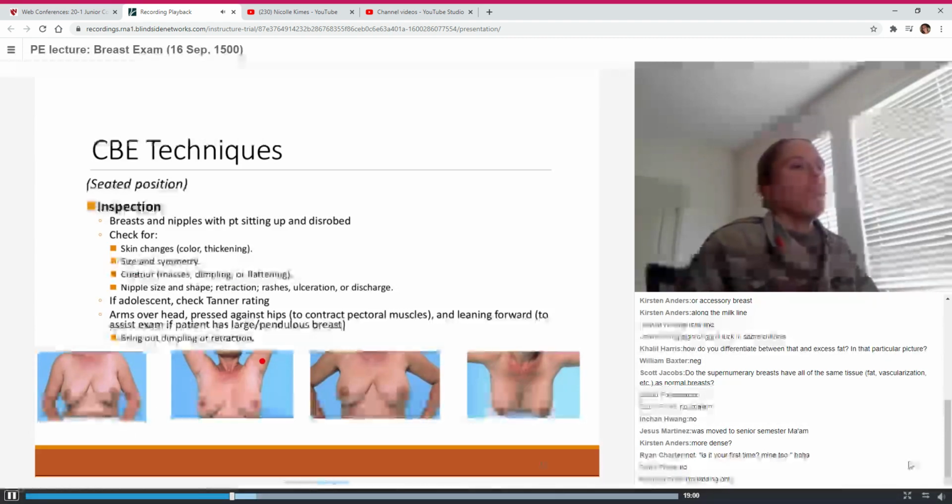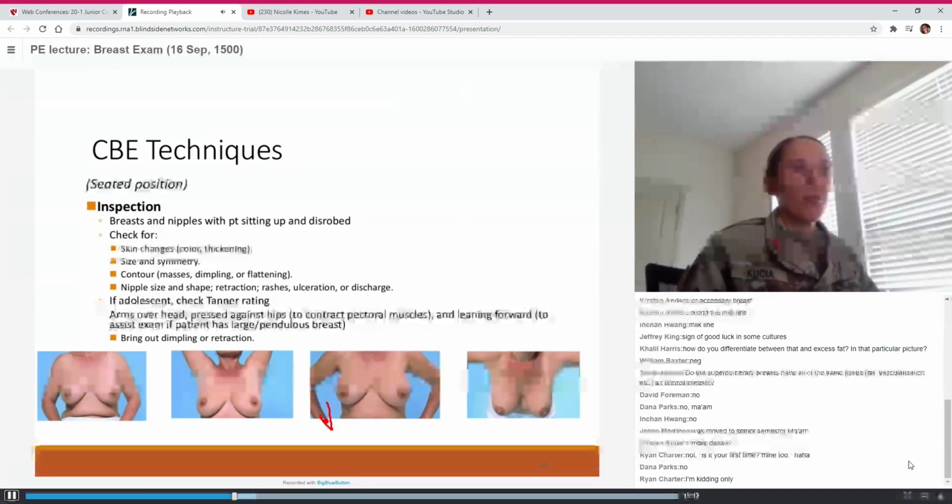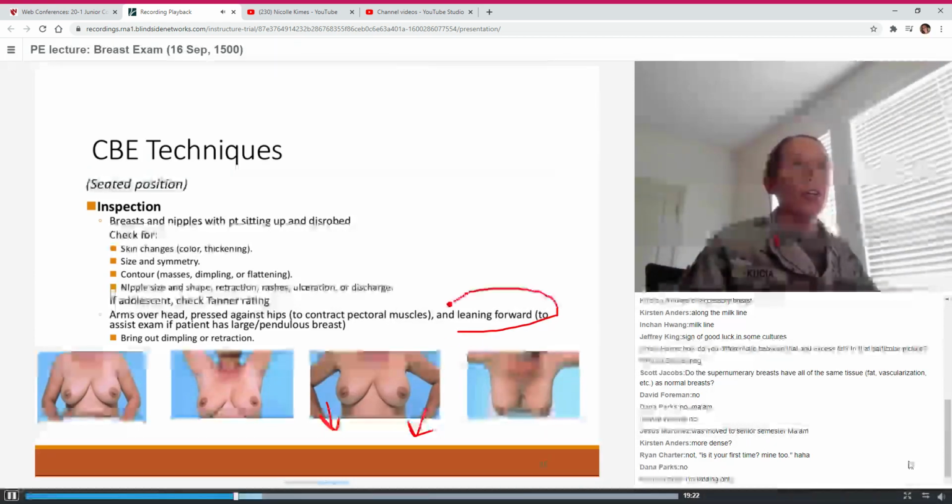And then you're going to ask them to put their hands overhead. Then it's going to be hands on the hips, and they're going to press down to contract their pec. So they're pressing down while they're doing this. And then you're going to have them leave their hands on their knees and just lean forward in this last picture.